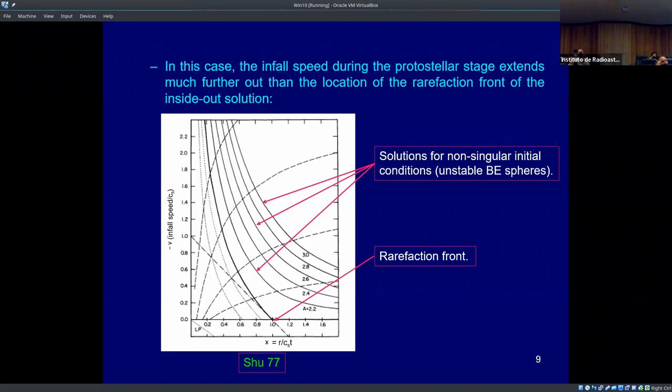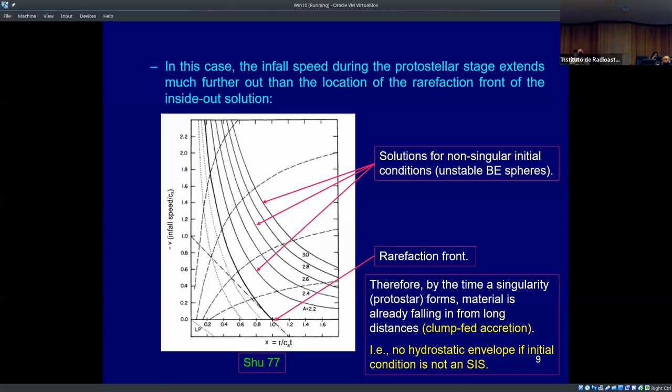But these are other solutions for which the initial condition was not the singular isothermal sphere, but rather an earlier-stage unstable Bonnor-Ebert sphere. So that is a Bonnor-Ebert sphere with a finite central density. You perturb it, you let it go, and then by the time it forms a singularity, the rest of the material is already falling in, much beyond the point where the rarefaction front would be in the inside-out solution. So by the time the singularity, which is the protostar, forms, the material is already falling in from long distances.